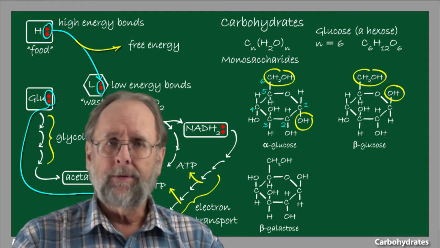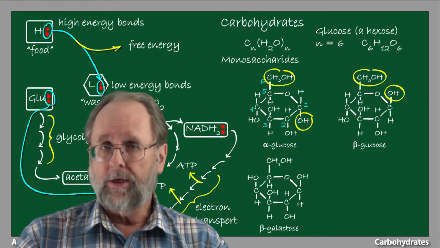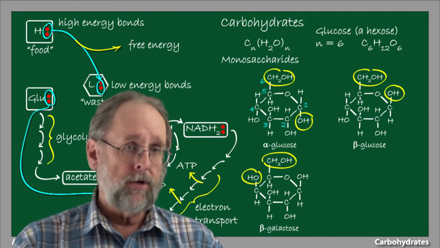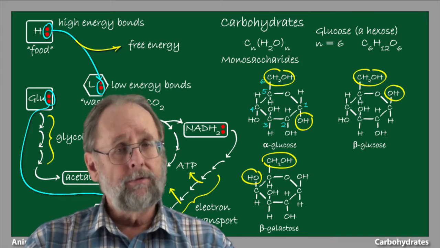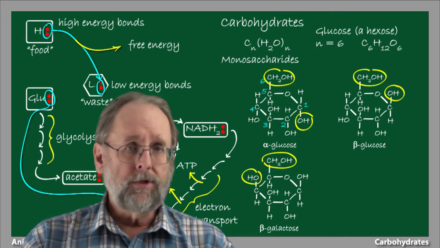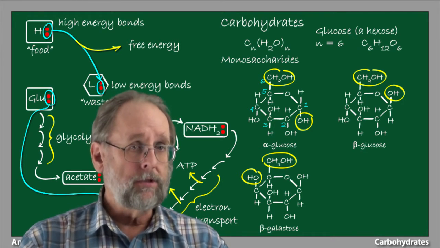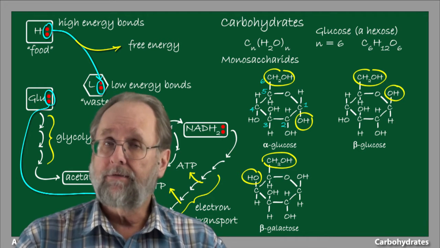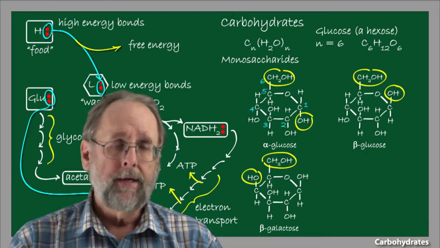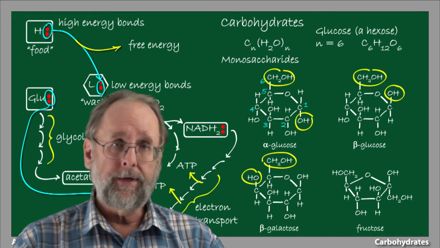For example, an important isomer of glucose is beta-galactose, in which the hydroxyl attached to the 4-carbon sits on the same side of the ring as the 6-carbon. Finally, hexoses don't need to exist as 6-sided rings as is the case with glucose, but they can form into 5-sided rings. An important example of this is fructose, or fruit sugar, shown here.